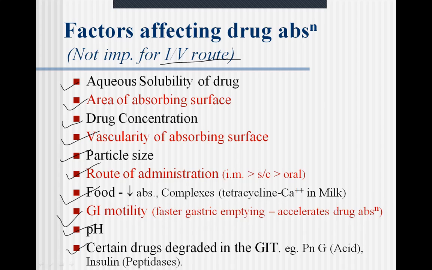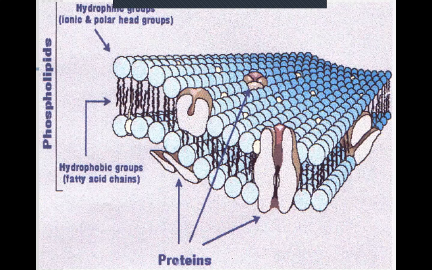And obviously there are certain drugs that get degraded in the GI tract, for example penicillin, which is degraded by the acidic environment in the stomach, and insulin, which is degraded by peptidases, because being a 51 amino acid peptide, it gets degraded.